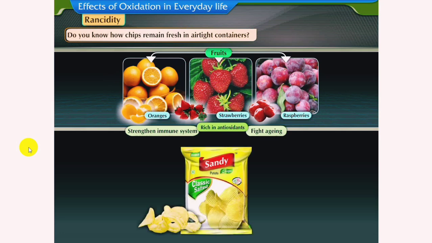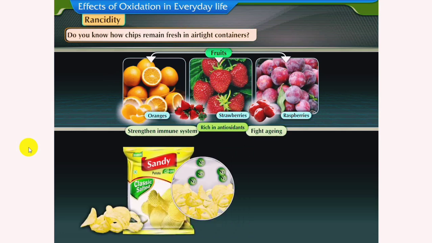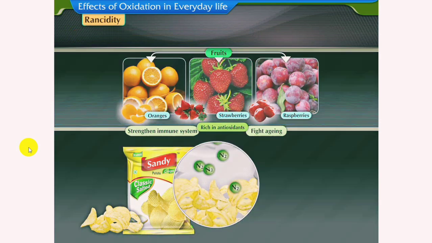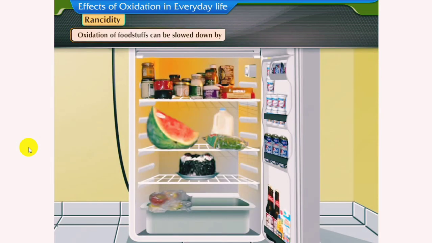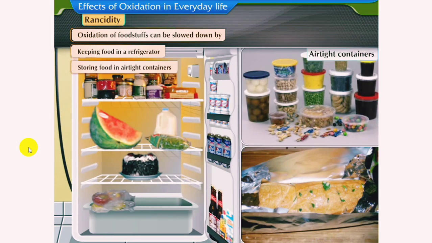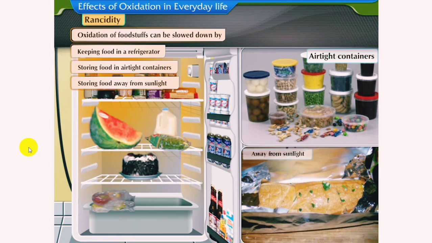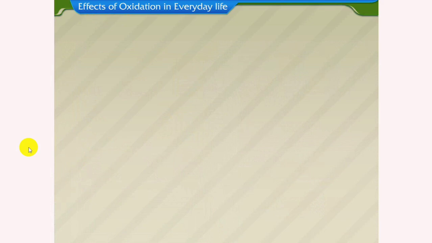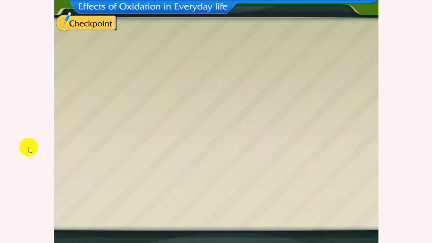Do you know how chips remain fresh in airtight containers? Chips are packed in bags containing an unreactive gas like nitrogen, which prevents chips from getting oxidized. Oxidation of foodstuffs can be slowed down by keeping food in a refrigerator, storing food in airtight containers, or storing foods away from sunlight. Let's do a quick check.